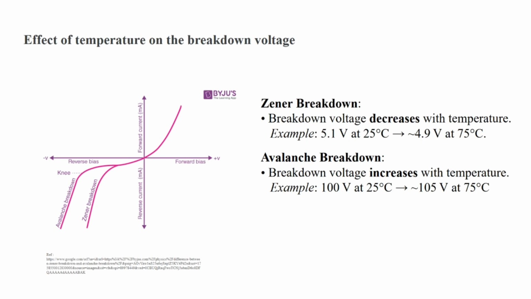In the other type of breakdown, avalanche, the breakdown voltage increases with temperature, meaning that higher temperature causes more scattering, so carriers lose energy more easily, needing a stronger electric field, and higher voltage, for impact ionization. An example of this case is a diode with an avalanche breakdown at 100 volts at 25 Celsius that may break down at around 105 volts at 75 Celsius.